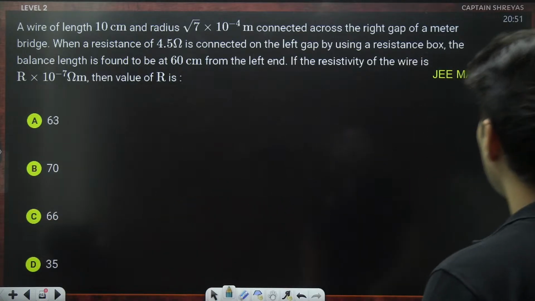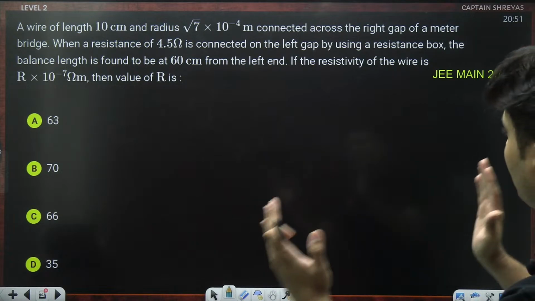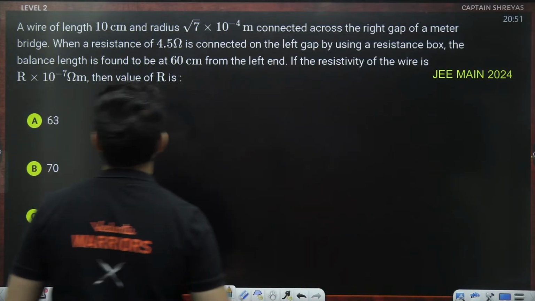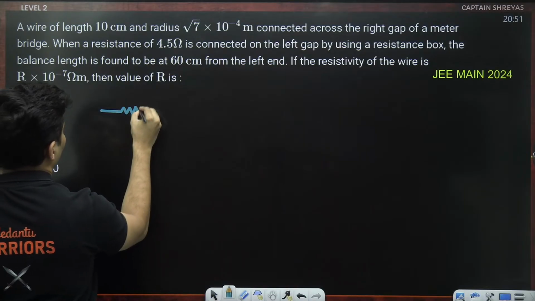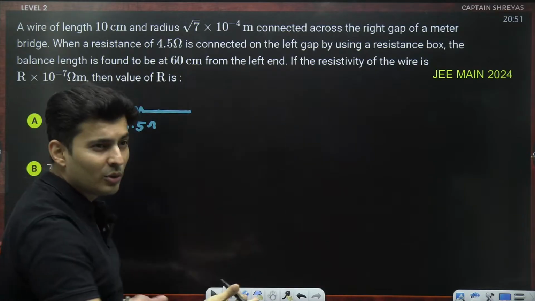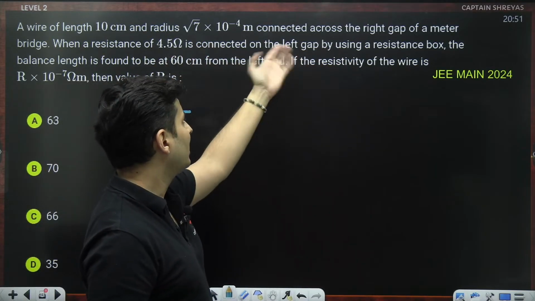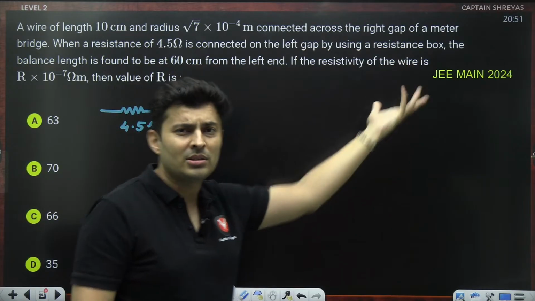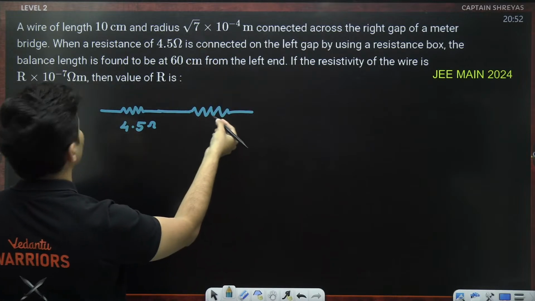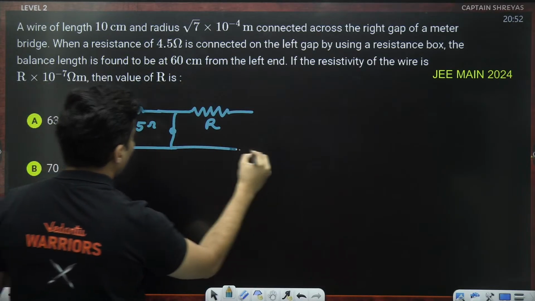Oh, sorry, I showed the answer. But anyways, what is the question? The wire of certain length and radius is connected across the right gap. When a resistance is connected on the left gap, the balancing length is 60. The resistivity of the wire is how much? Okay, fair enough. Resistance of how much? 4.5 ohms. This is 4.5 ohms using the resistance box. It's just to confuse you. Resistance box or rheostat, whatever word they use. They say a resistance of 4.5 ohm is connected on the left gap by using a rheostat. How does it matter? It's one and the same thing. Okay. Then over here you have another resistance in the right gap. So I will call it R, and there is some balancing length.